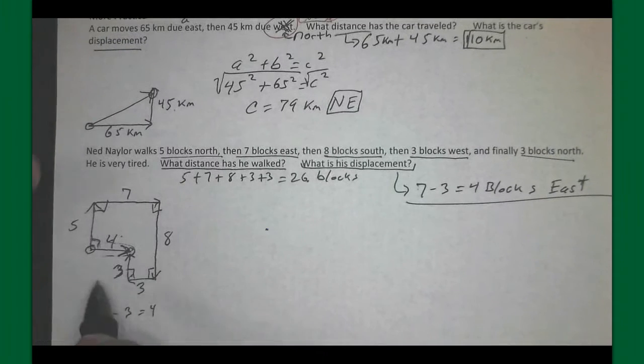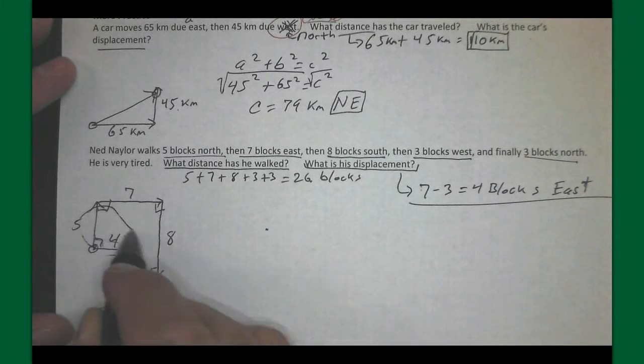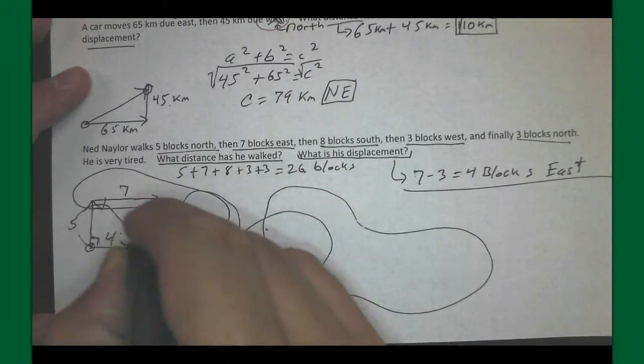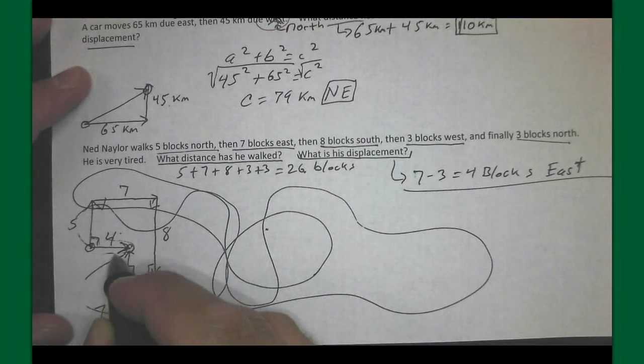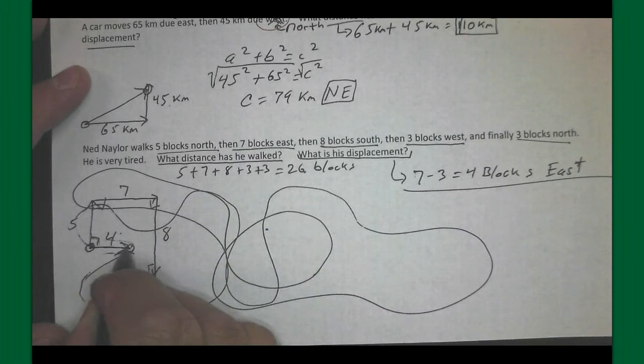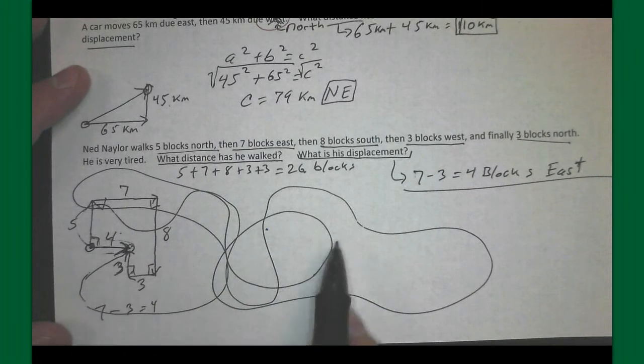And it doesn't matter. I don't care if we started here and we did something like this. We snake all around like this. This would be a very, very long distance. But as long as we end up in the same place, the displacement is the same. Once again, displacement is the straight line distance from the beginning to the end. I do not care what happened in the middle. Do not care what happened in the middle.